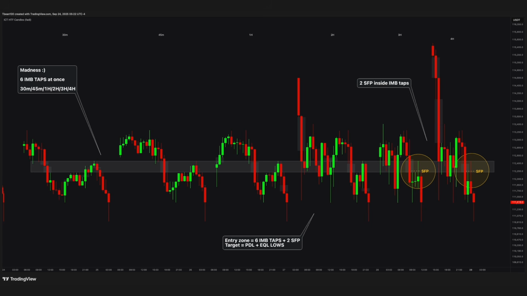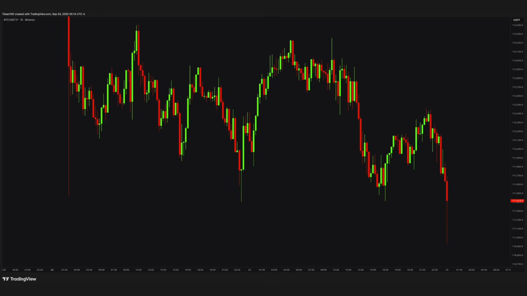Alright, let me switch over to the lower time frame so we can break this down even further. This is great right now. You find your entry zone using multi-imbalances and several swing failure patterns. You have a clear entry zone to work with. Now, what about the target here? Do you have a target?